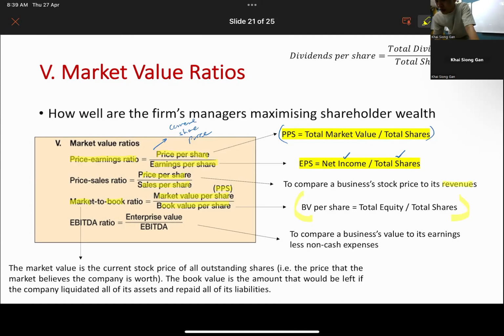And the last one, the EBITDA ratio, basically looks at the comparison of enterprise value as a proportion of EBITDA, to see how much the company's value is compared to its earnings before interest, tax, depreciation, and amortization. But that one is not important. For this, focusing on the first three will be enough.